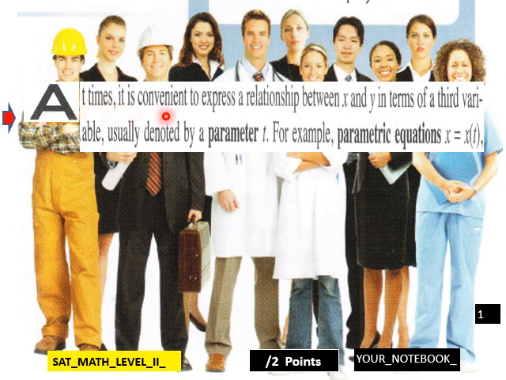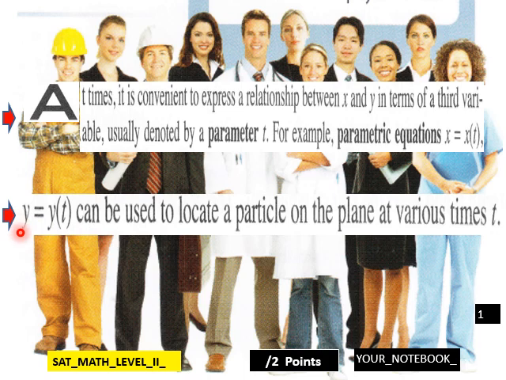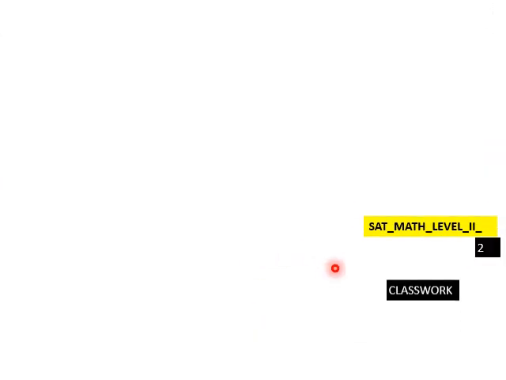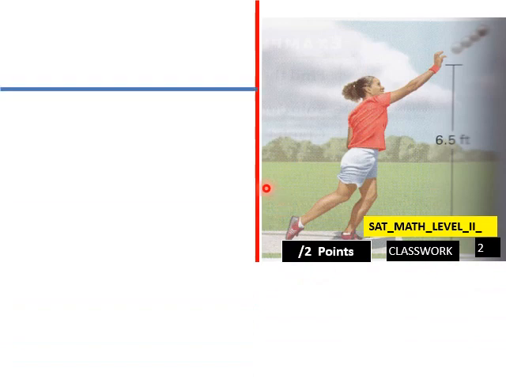At times, it is convenient to express a relationship between x and y in terms of a third variable, usually denoted by a parameter t. For example, parametric equations x equals x of t and y equals y of t can be used to locate a particle on the plane at various times t. So t for time.